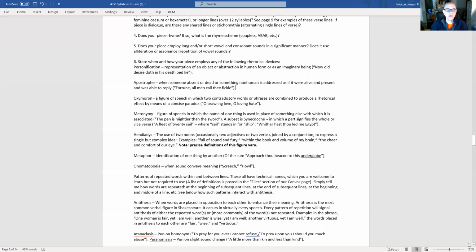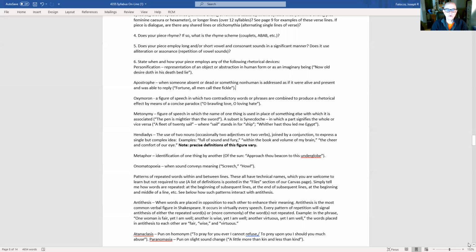Antithesis is the most common verbal figure in Shakespeare. It occurs in virtually every speech. Sometimes it's hard to see because there's so much of it. It's literally a case of you can't see the forest because of the trees. Every pattern of repetition will signal antithesis of either the repeated words or, more commonly, of the words not repeated.